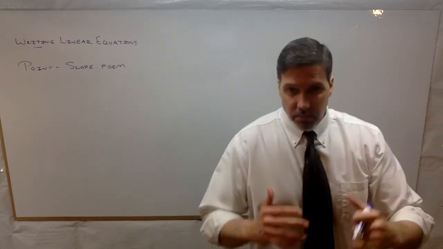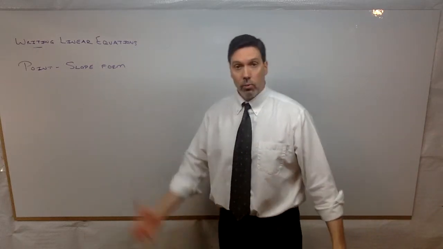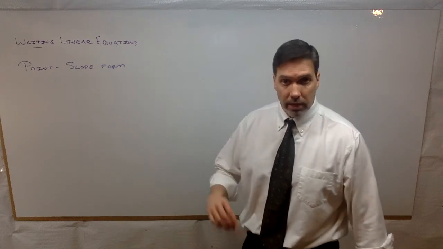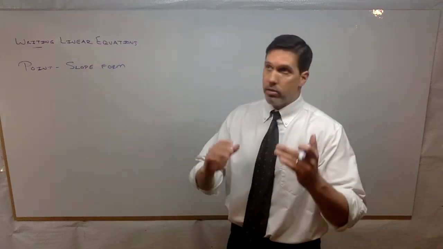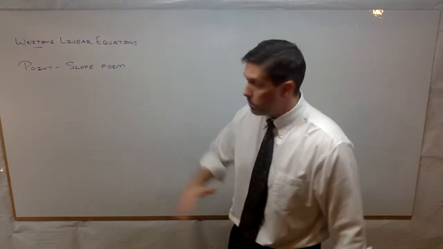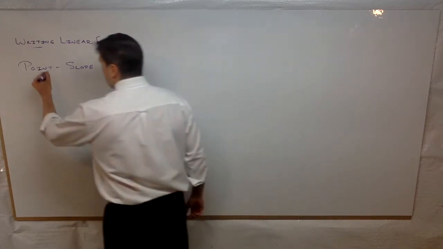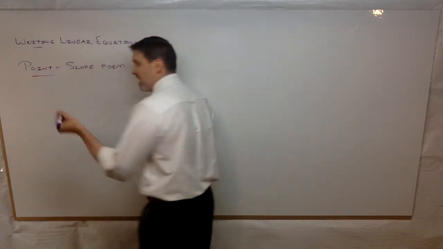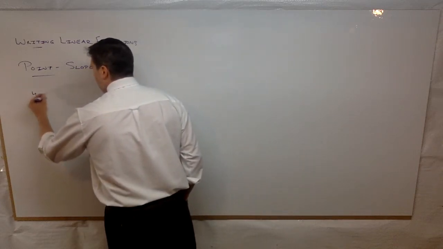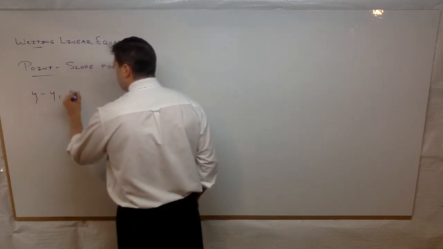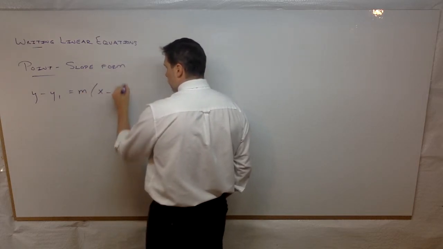Point-slope form is not the most pleasant thing to look at, but it's a great way to easily write an equation for a line. So anytime you're told to write an equation for a line, unless you're just told here's the slope and here's the y-intercept, you'll want to go through what's called point-slope form. So unlike slope-intercept, it's not just solve for y. Point-slope form looks like this. It's y minus y1 equals m, once again slope, times x minus x1.